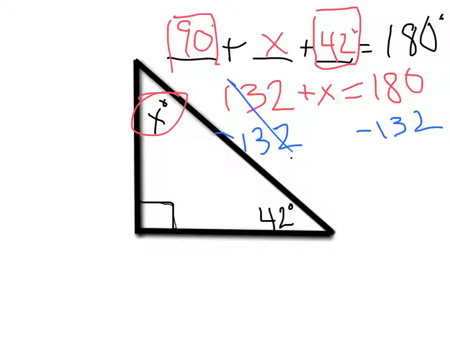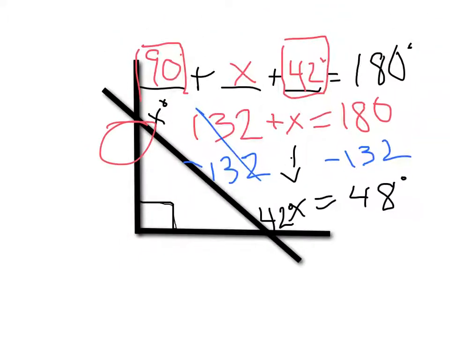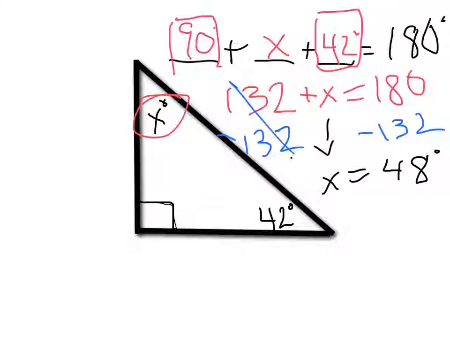So now I'm left with x equals 180 minus 32. Do the math, you end up with 48 degrees. Okay, so there's your missing angle. I could go back and check my work by adding up all my angles and making sure that they come to 180 degrees. Whoop, that was goofy.